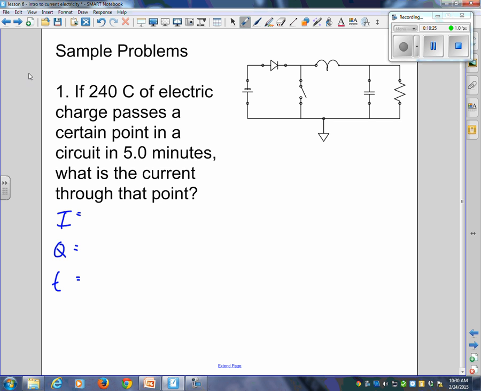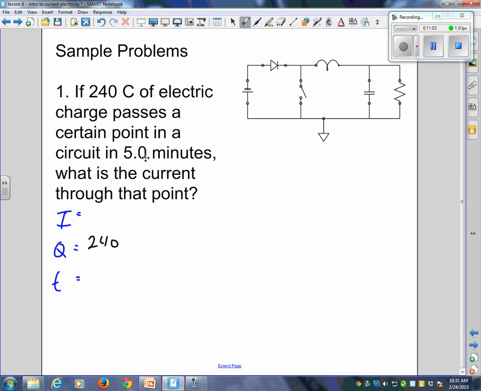Now we have to write in what we know. 240 C of electric charge. Is that the I, the Q, or the T? It's Q. How do you know? Because it's 240 coulombs of charge. Which one is charge? Q. So 240 goes in with Q. Q is the charge. Good.